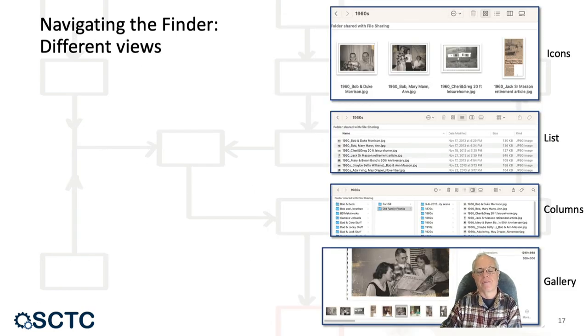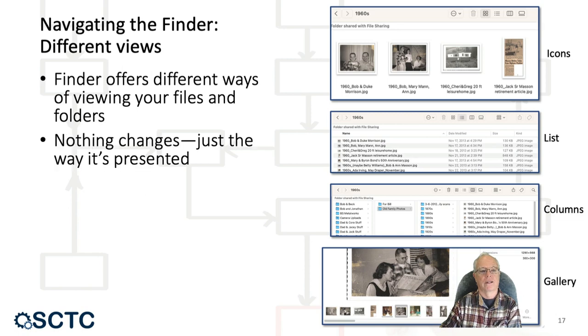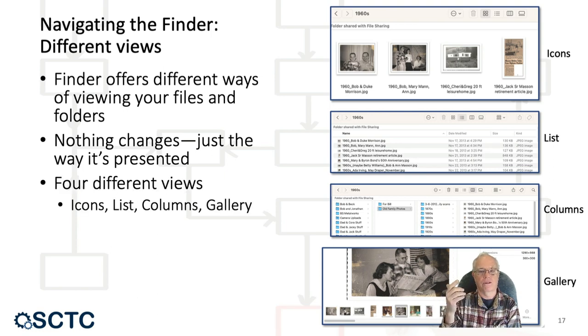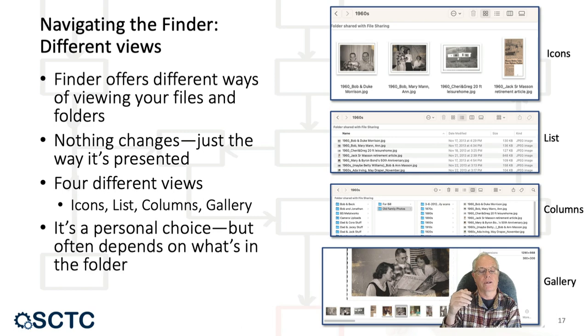All right. Once you get a window open, which is a folder, there are different ways to view the contents of that folder. And it's important to note that nothing changes here. You basically are just changing the way you look at the items in the folder. Generally, that's a list of files, or it can be files and other folders. There's 4 different views. There's an icons view, a list view, columns, and gallery. And we're going to briefly show you this.